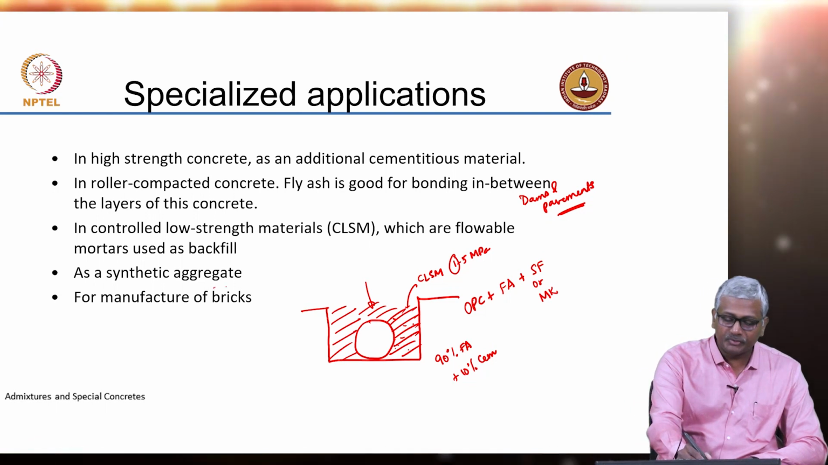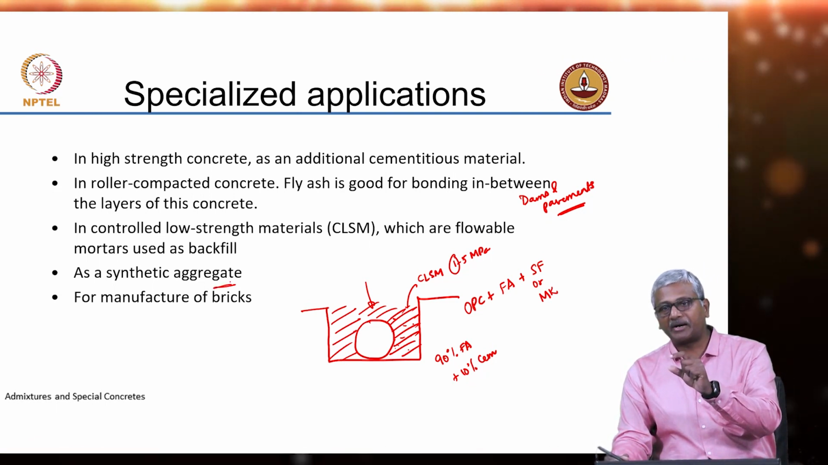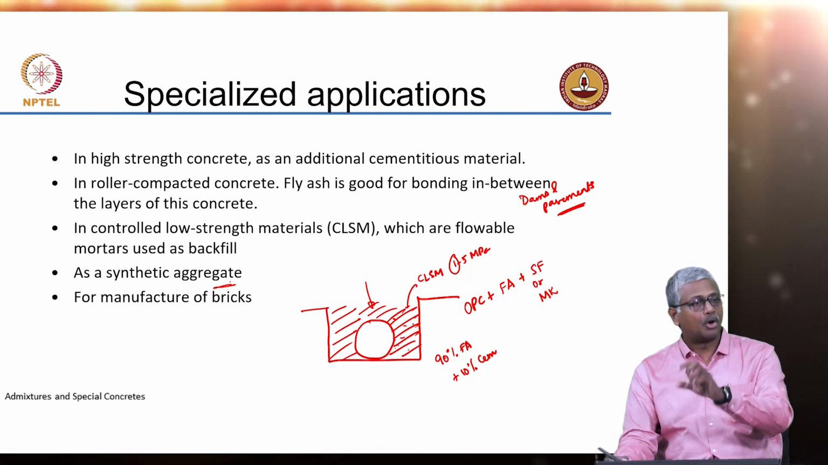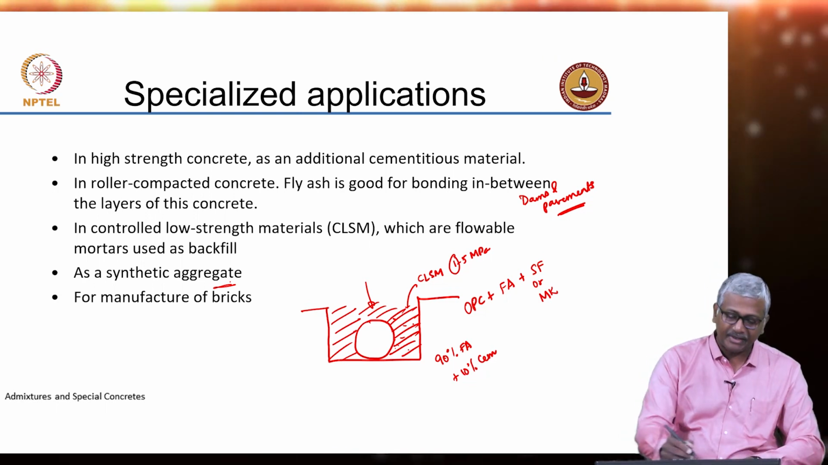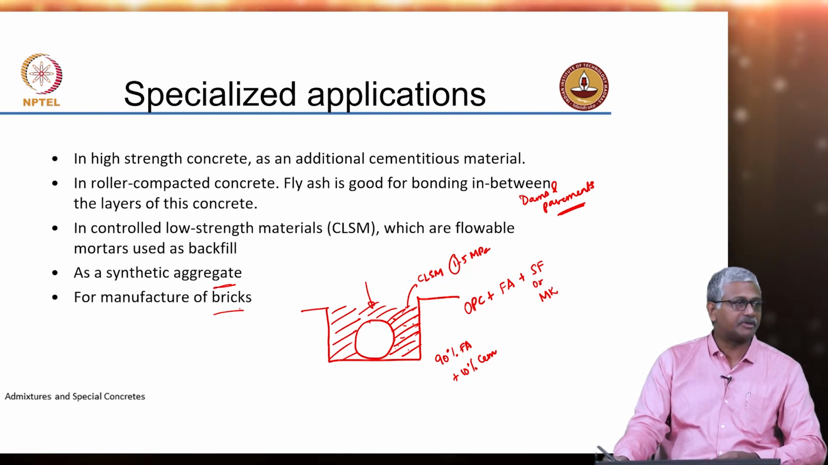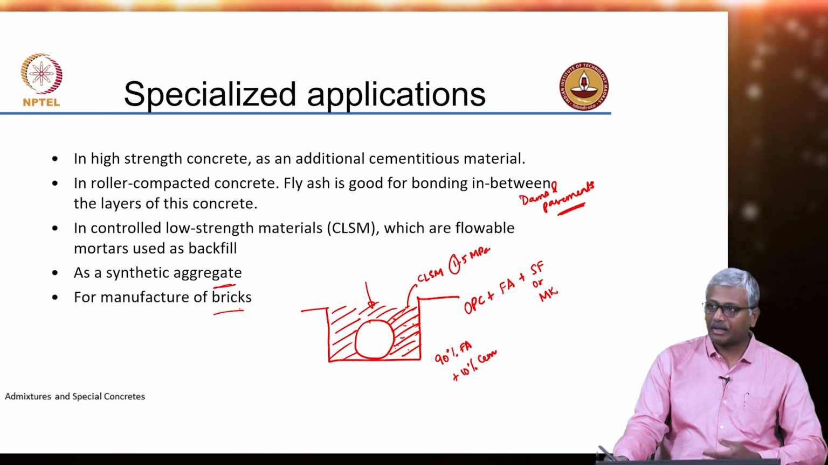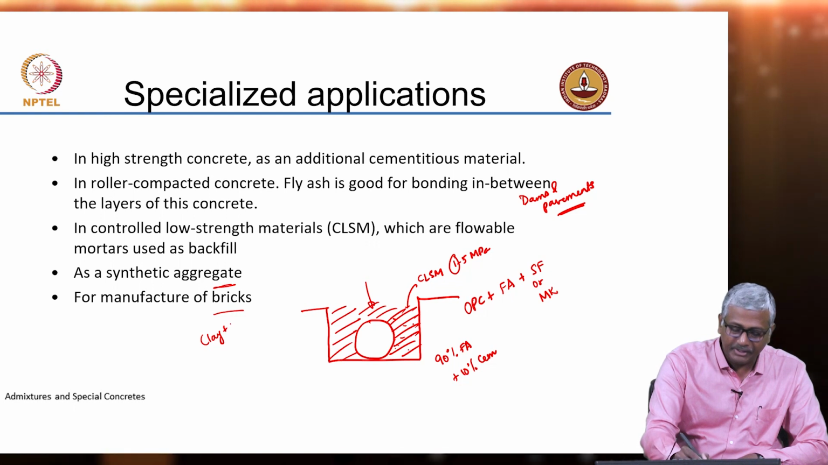Fly ash can also be used as synthetic aggregate. As I said earlier, we can do pelletization of particles of fly ash and either subject them to sintering if it is type F fly ash, or cold bonding in the case of type C fly ash. And again, fly ash is used for manufacture of bricks. Now, this is a little bit of a policy issue, because the term fly ash brick should essentially mean clay plus fly ash, which is molded and fired.